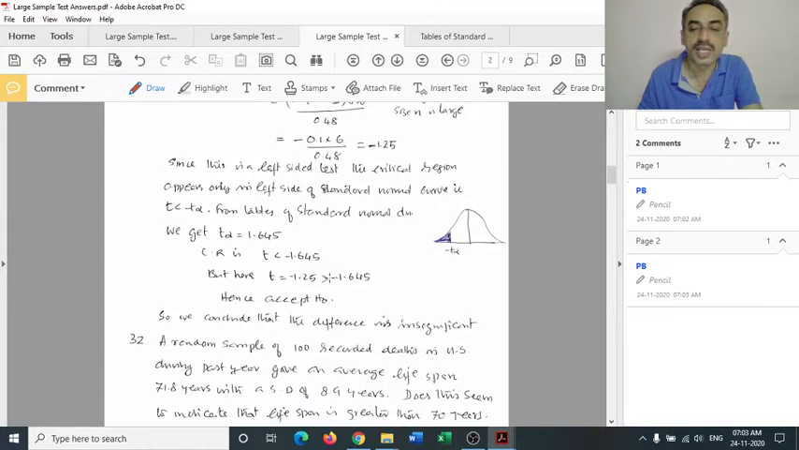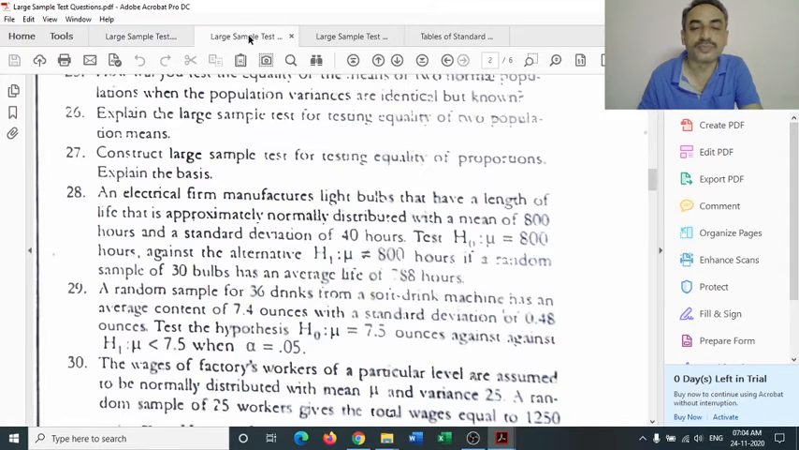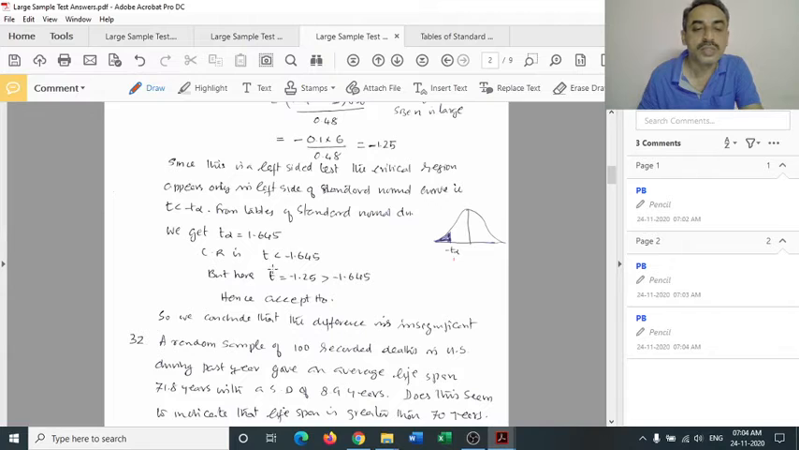Since the test is left-sided, the critical region appears on the left side, and this is minus 1.645. T alpha is minus 1.645, that is the table value for a one-sided test. So minus 1.25 will appear on this side, that is, it is greater than minus 1.645, so we say accept H0.